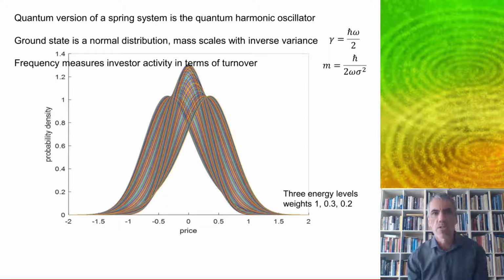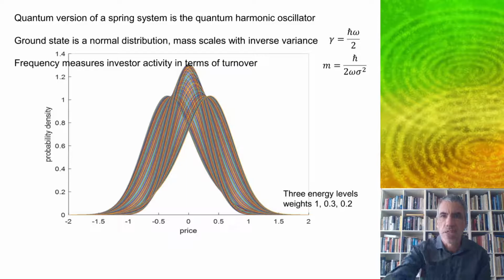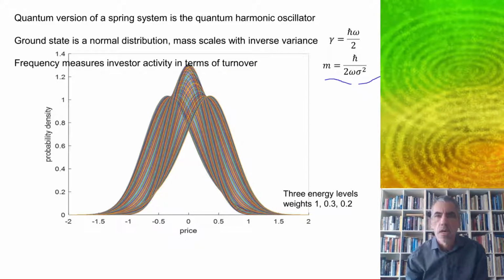So we go to the quantum harmonic oscillator, which is the quantum version of a spring system. The ground state is a normal distribution where the mass scales with the inverse variance. And we're going to define the frequency, so for stock market transactions, in terms of turnover. Basically, if the turnover is once per year, then that will be the frequency.